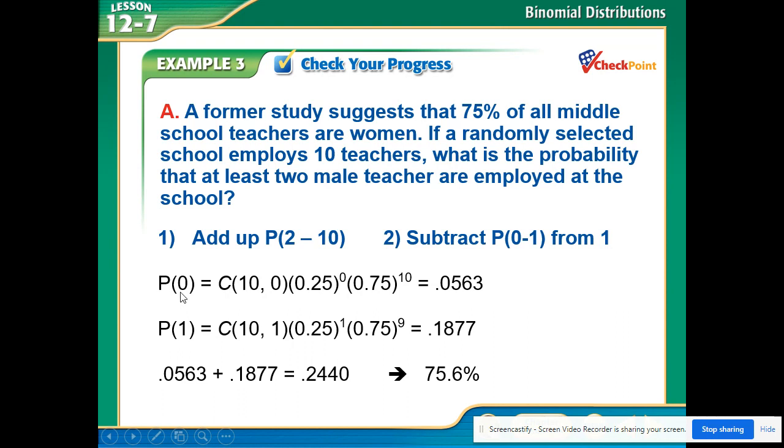So the probability of 0, this would mean that there are 0 males. So the probability of success for a male, notice the difference here. This is 75% are women. So how many are men? The success is 0.25. So the failure is 0.75. So 0 males, that happens like 5.5%. Now when we do it with 1, we get up to 18.77%. Again, add those together, subtract from 100, and we get 75.6%.